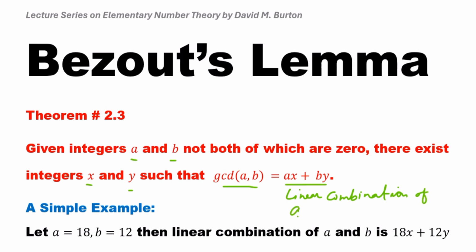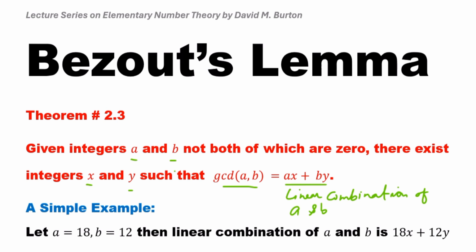So in simple words, you can say that the Bezout lemma says the GCD of any two integers a and b which are not both 0 at the same time can be expressed as a linear combination, and the GCD is the least positive element that can be expressed as a linear combination of a and b.